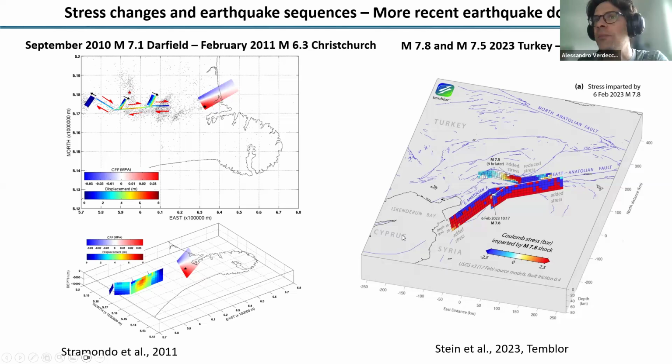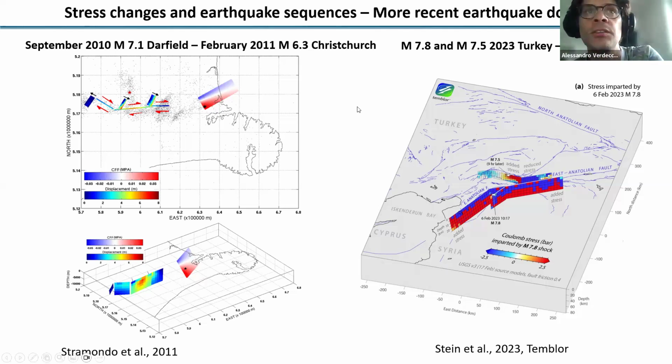And the most recent example are the Turkey and Syria earthquakes, where a 7.8 on the East Anatolian Fault was followed by a 7.5 on, let's say, an off fault. Again, not on the East Anatolian Fault, but on a nearby fault, which is big enough to produce a 7.5. The 7.5 occurred basically 9 hours after the 7.8.